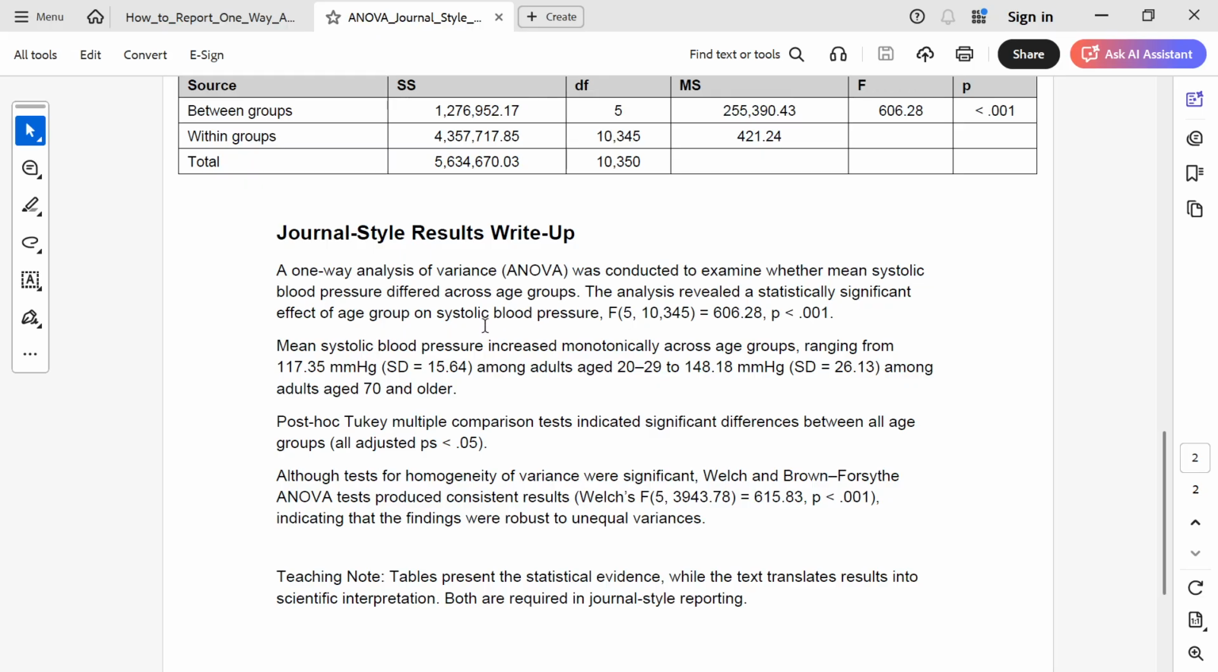So age group has a significant effect on systolic blood pressure. So what's the relationship between age group and systolic blood pressure? The relation is that it has a significant effect on systolic blood pressure.